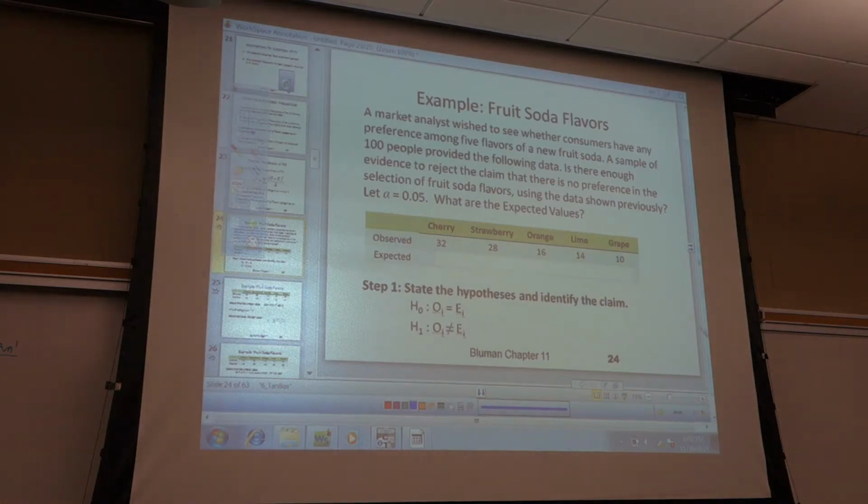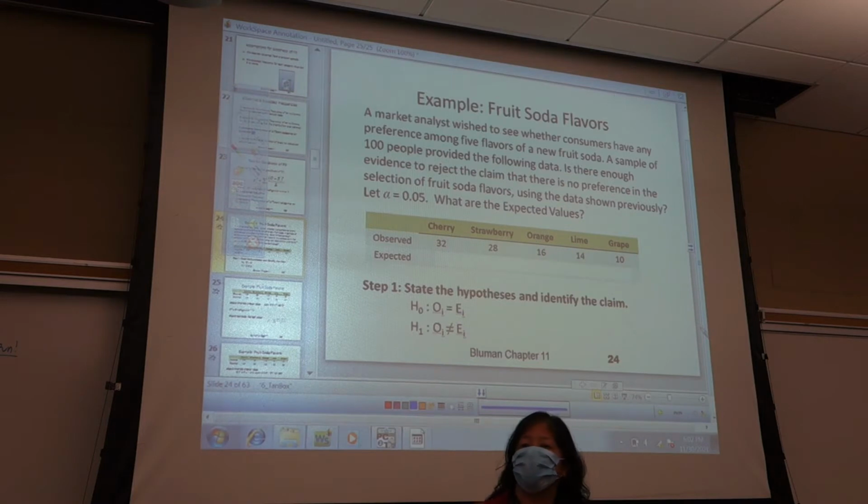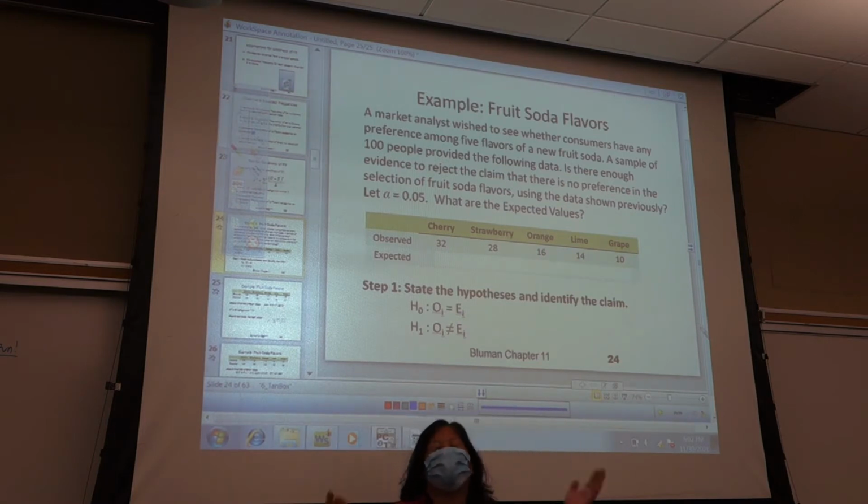Let's look at it this way. Say Trump ran against Biden today, and someone says there's no preference between voters between the two people. No preference at all. So if I take 100 people, how many do I expect to be for Trump and how many for Biden? 50 and 50.